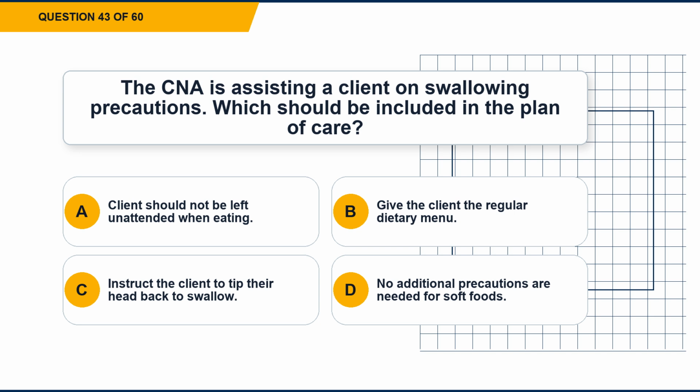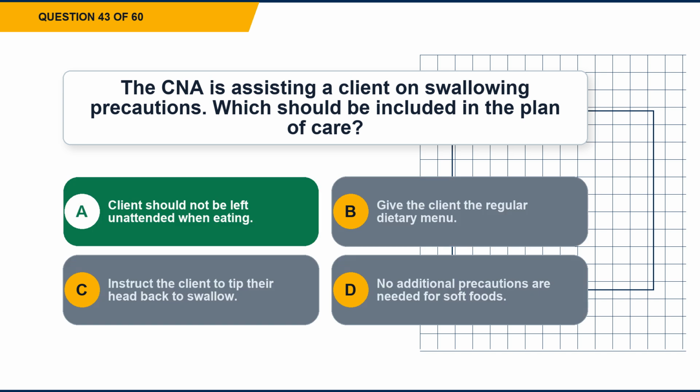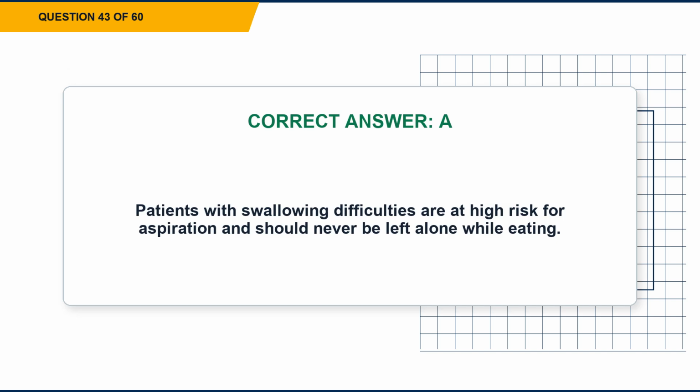Option A, client should not be left unattended when eating. Option B, give the client the regular dietary menu. Option C, instruct the client to tip their head back to swallow. Option D, no additional precautions are needed for soft foods. The correct answer is option A, client should not be left unattended when eating. Explanation. Patients with swallowing difficulties are at high risk for aspiration and should never be left alone while eating.